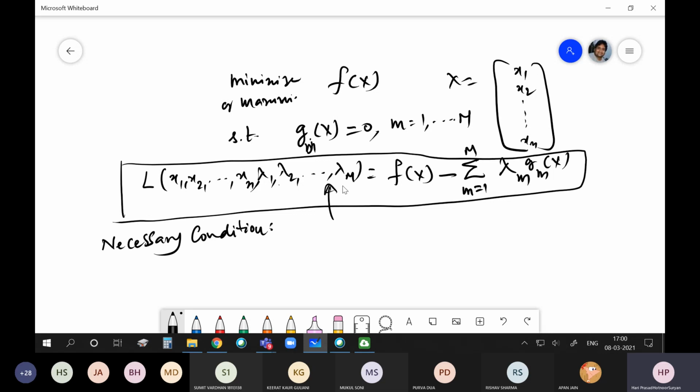Then again, if you want to know local minima or local maxima, see the nature of this function, and see whether it is a convex function or concave function. At that time you have to use only the Hessian of the objective function itself. In the next class we will elaborate on this, how we go about it, and then we will solve it.